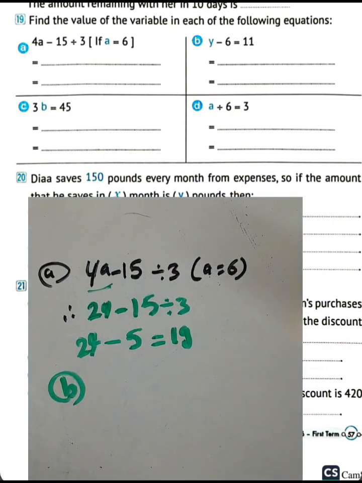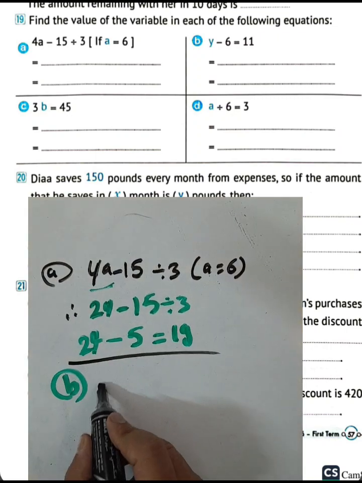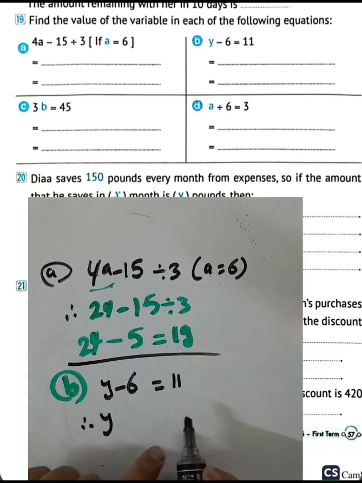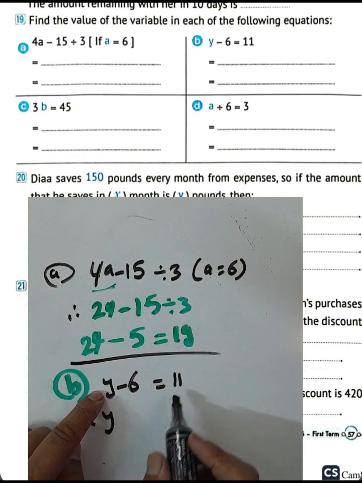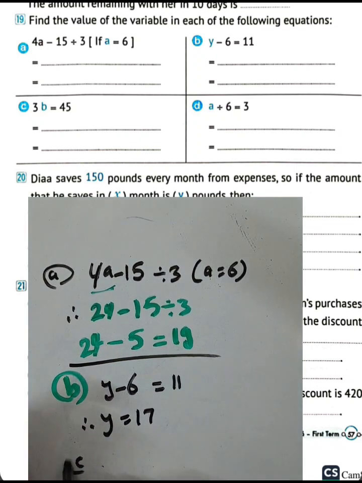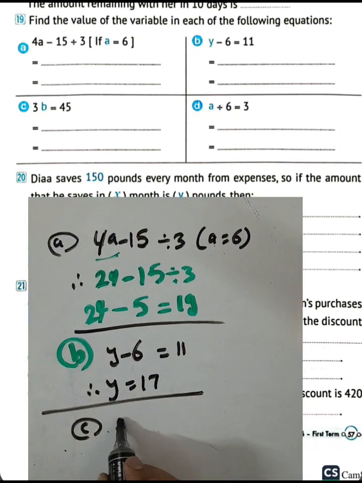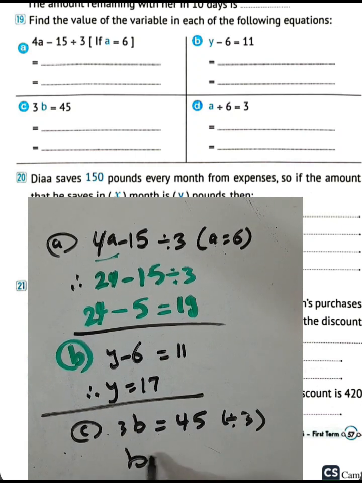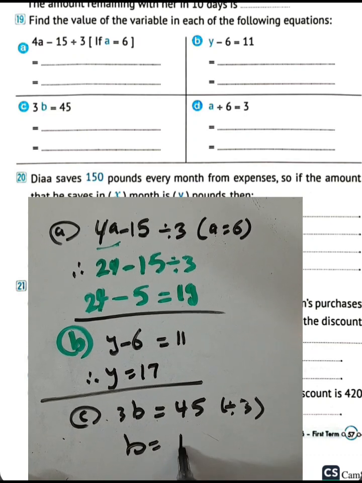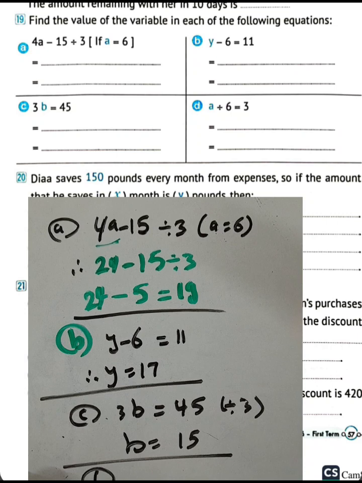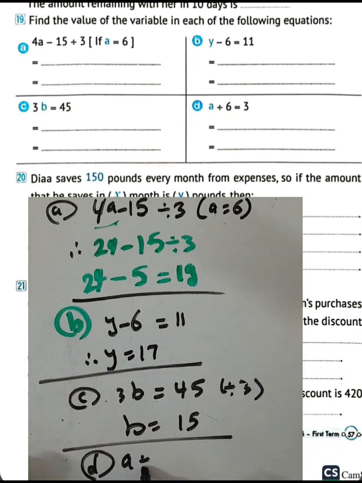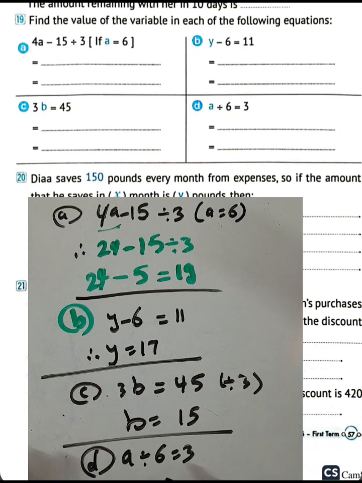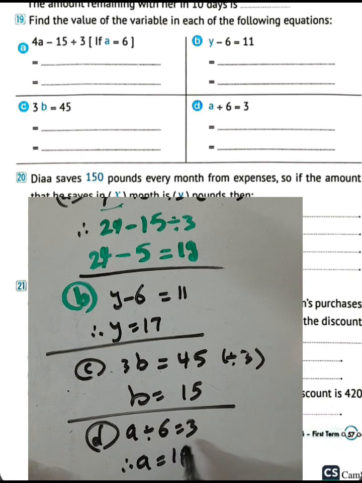Question letter B: y minus 6 equal 11. Then y will be 17, because 17 minus 6 equal 11. Letter C: 3b equal 45. You must divide it by 3. Then b equal 45 divided by 3 equal 15. Letter D: a divided by 6 equal 3. Then a will be 6 times 3 equal 18, or 18 divided by 6 equals 3.